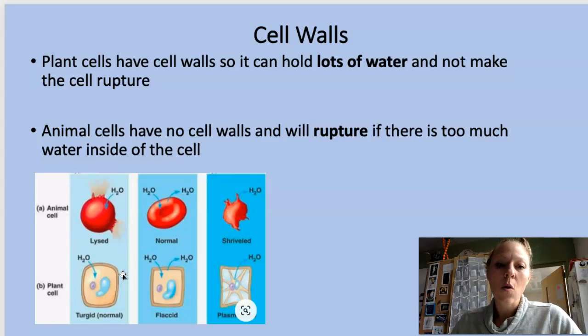And remember that cell walls in plants are made of fiber, and that's how we get our fiber when we eat our food. When we eat plant cells, like celery or any plant, that's how we get our fiber, because it is plant cell walls.